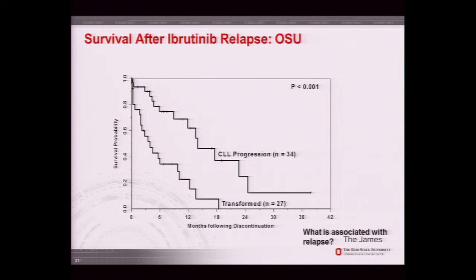The important thing that we came to realize, though, is that patients that progressed either with Richter's, and that's what transform says, or CLL progression, didn't do well. The survival was about 17 months if you progressed with CLL on Ibrutinib. The average survival was about 3 months if you progressed on Richter's.